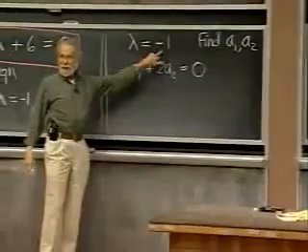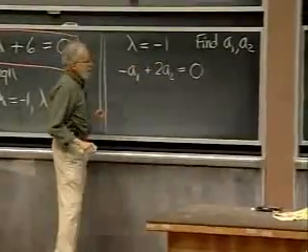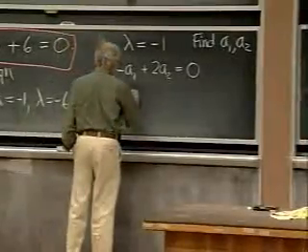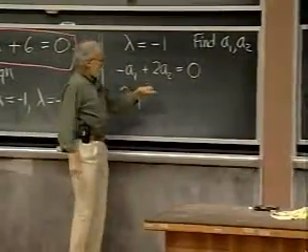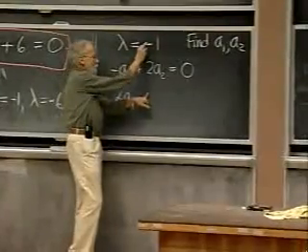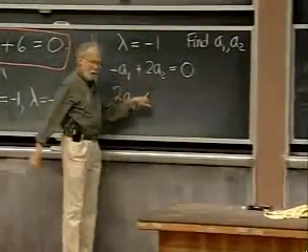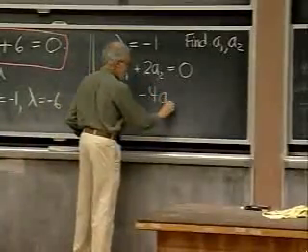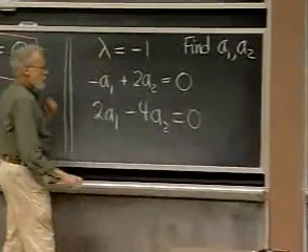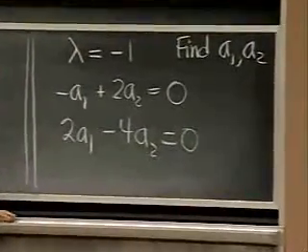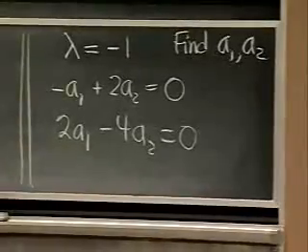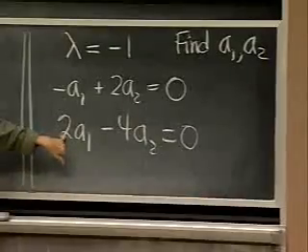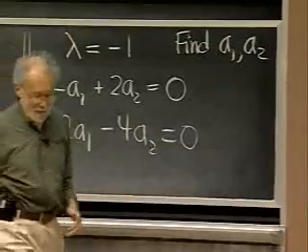And when I substitute lambda equals -1 for the second equation, what do you get? 2A1 plus -5 minus -1 makes -4. There's my system that will find me A1 and A2. Now, what's the first thing you notice about it? Well, you immediately notice that this system is fake because this second equation is twice the first one.